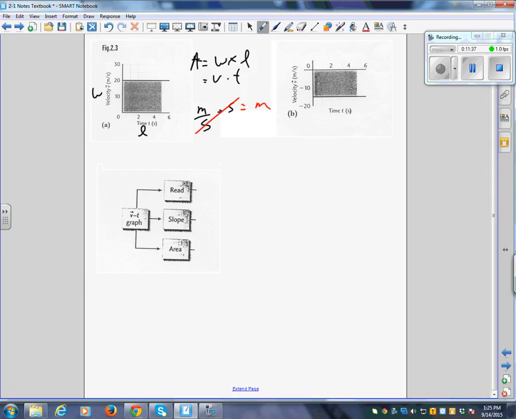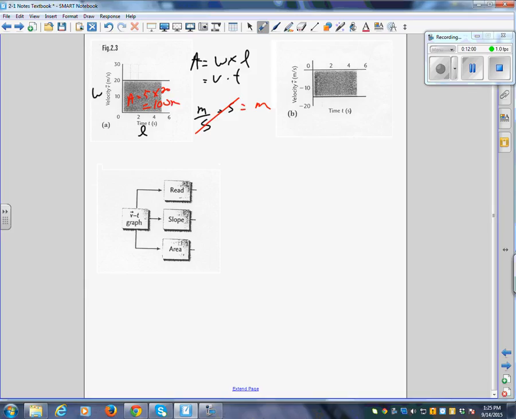So this indicates that the area represents the distance. In other words, the area represents the displacement of the object during the chosen time interval. For example, this particular one right here: the time is 5 seconds. The velocity is 20. The area is going to be 5 times 20, or 100 meters.